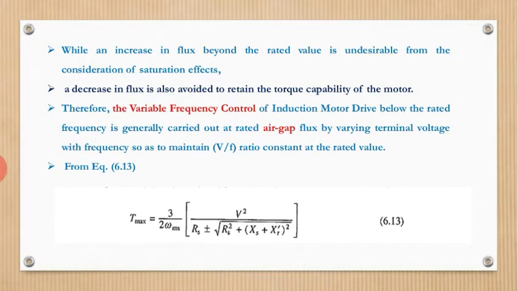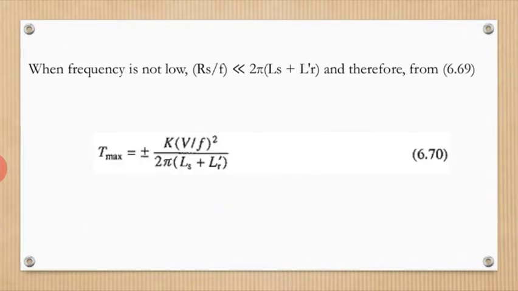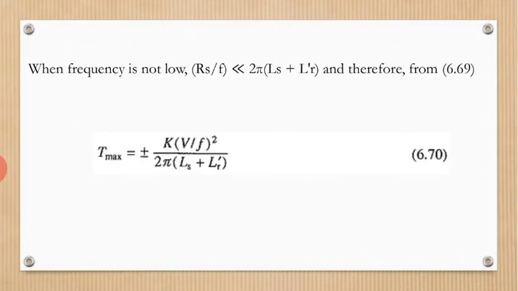This is the equation for Tmax from the equivalent circuit diagram, and now the equation will be modified here. Ls and Lr dash are respectively the stator and rotor inductance. In this equation, positive and negative signs are mentioned: the positive sign is for motoring operation and the negative sign is for braking operation. So V by F control can be used for both operations, the motoring operation as well as the braking operation. This equation holds if the frequency is not low.